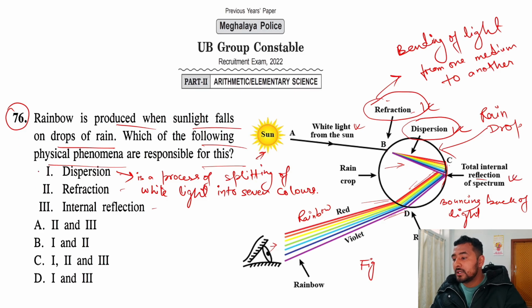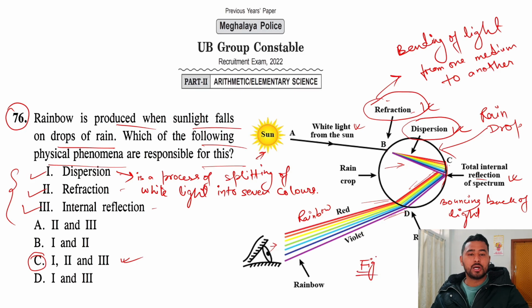So what will be the answer? Dispersion correct, refraction correct, and internal reflection. All three of these are responsible for the formation of rainbow. So option number C will be the correct answer, where we have 1, 2, and 3. I hope this is clear from this figure. If not, you can screenshot and save this picture, and check it again and again. Okay, let's go for the next question.